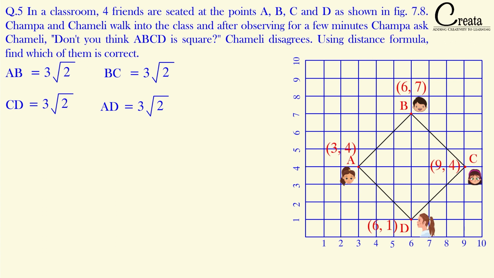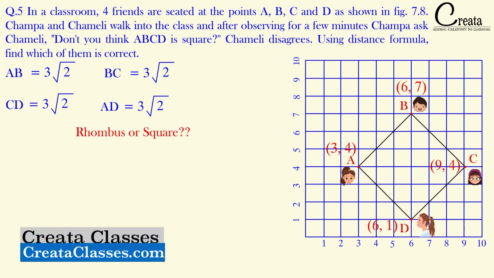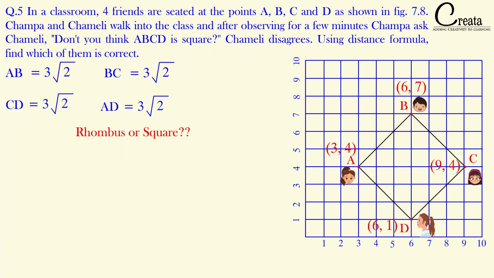It means that it may be a rhombus or it may be a square, but it is not a rectangle. Further, how will we diagnose whether it is a rhombus or a square? We will go for the diagonals. If the diagonals are equal, then it is a square. If the diagonals are not equal, then it is a rhombus.